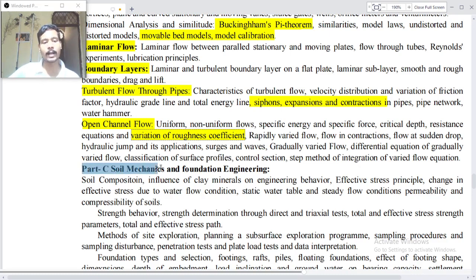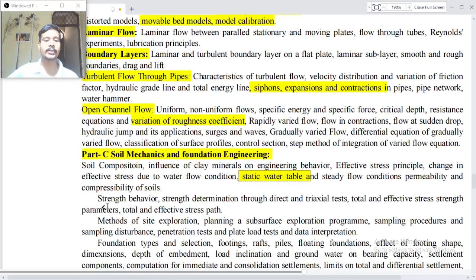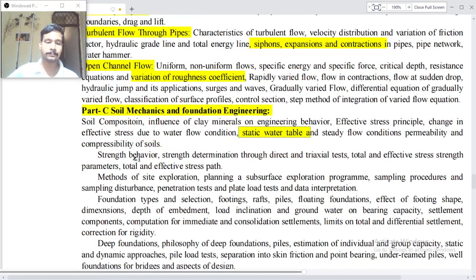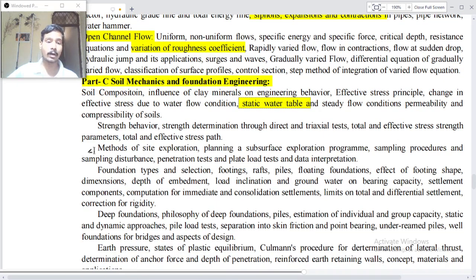Part C, soil mechanics and foundation engineering. Soil composition, influence of clay minerals on engineering behavior, effective stress principle, change in effective stress due to water flow conditions, static water table and steady flow conditions, permeability and compressibility of soil. Strength behavior, strength determination through direct shear and triaxial tests. Total and effective strength, stress strength parameters and total and effective stress paths.